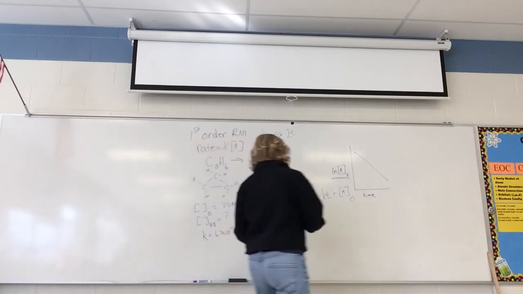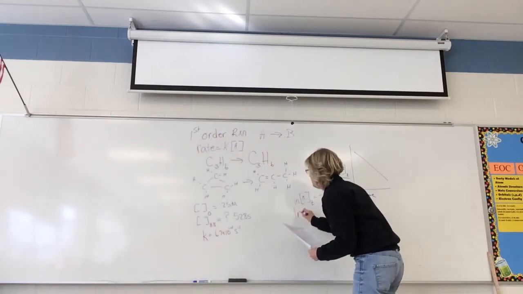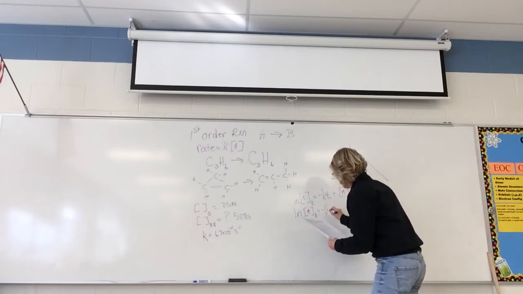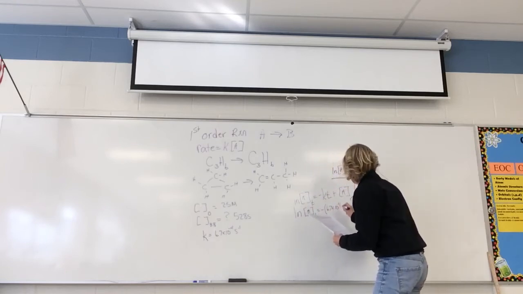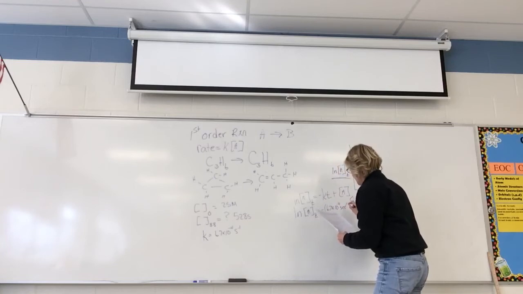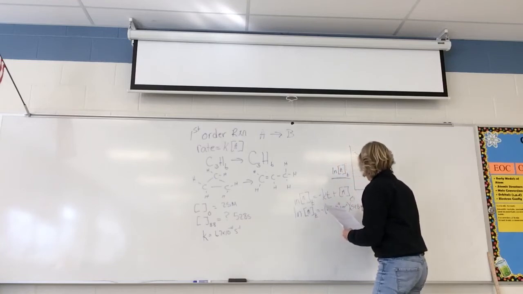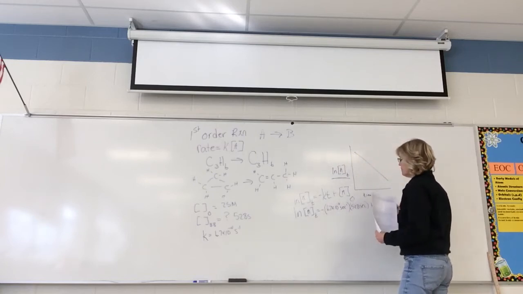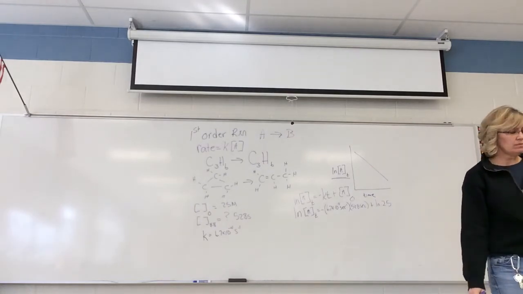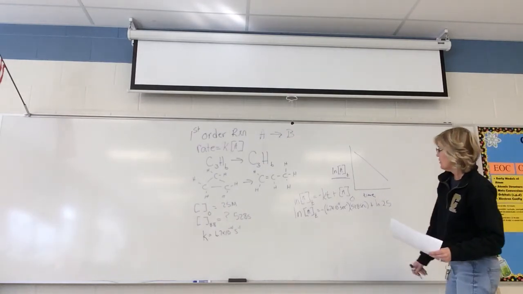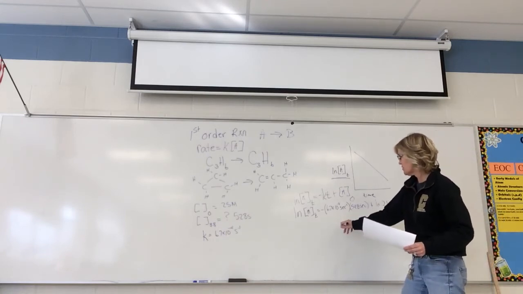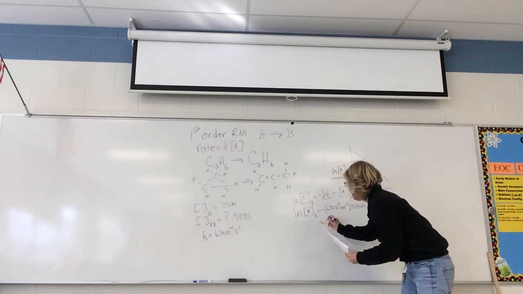So the natural log of this is equal to negative 6.7 times 10 to the negative fourth times 528 seconds plus the natural log of 0.25. Now that looks horrible, but when we take the natural log of 0.25 and add it to this, we get negative 1.74.